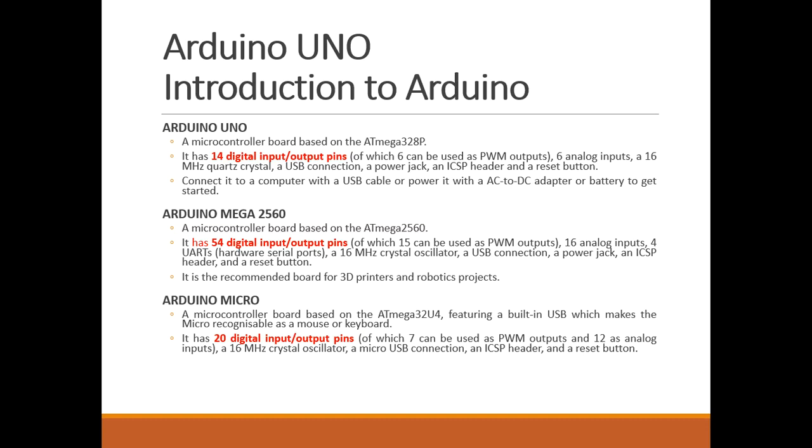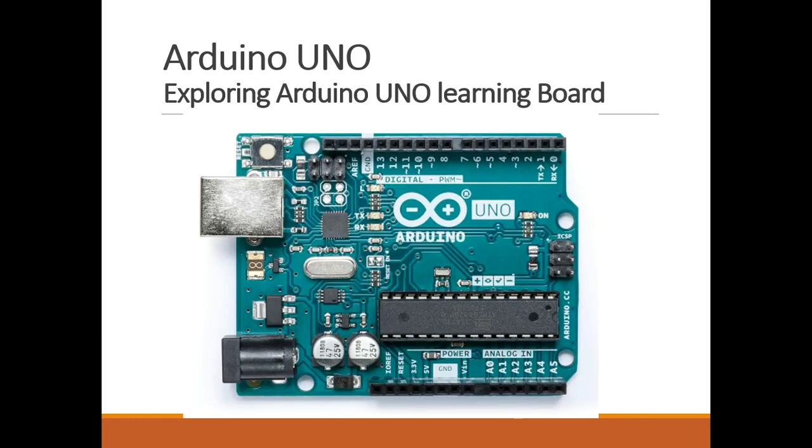Then Arduino Micro. This has the same use as the Uno, but it has some other applications, because Uno has only 14 digital pins, and Micro has 20 digital pins. Along with that, 12 analog pins, a 16 megahertz crystal oscillator, and micro USB. Everything else is the same.